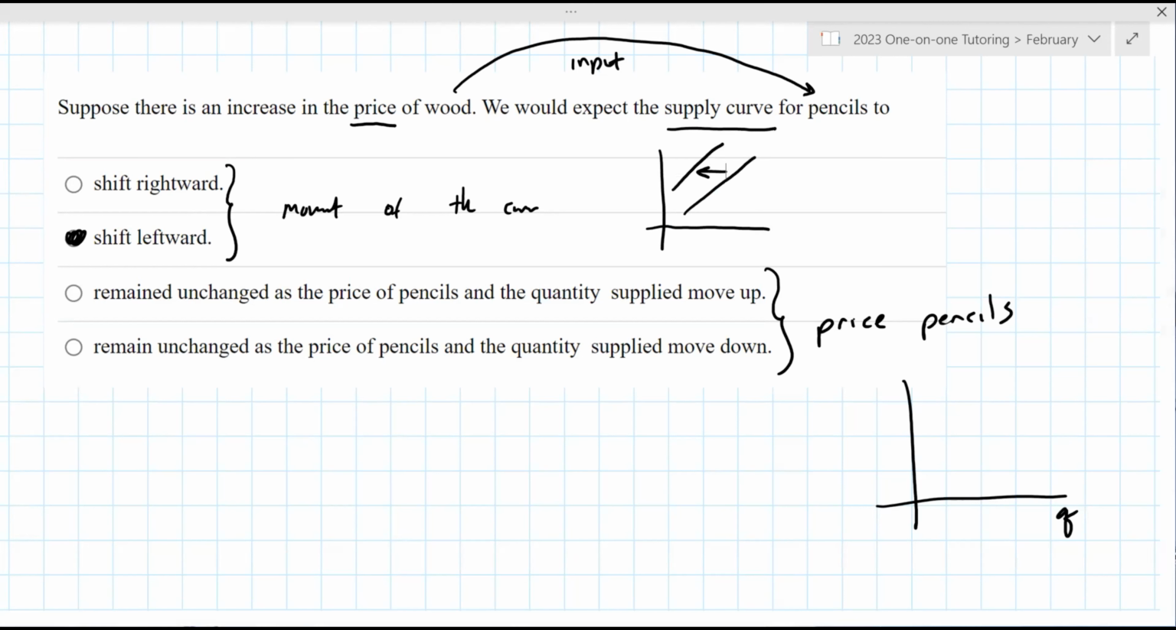It's kind of like right now, suppose there's an increase in the price of eggs. We would expect the supply curve for breakfast foods to shift left, like more expensive. People are going to eat more oatmeal now, things like that. Is that okay? Clear? No, I get that one. Okay. Let me just see if there's any more like it.